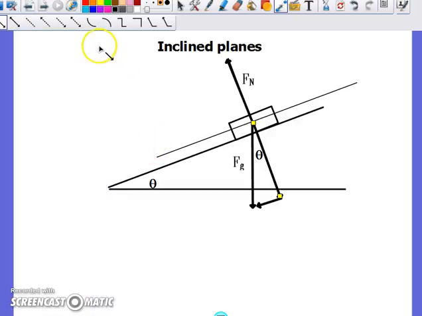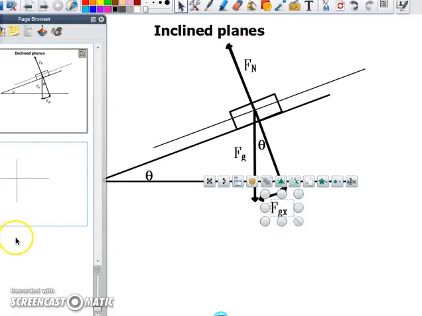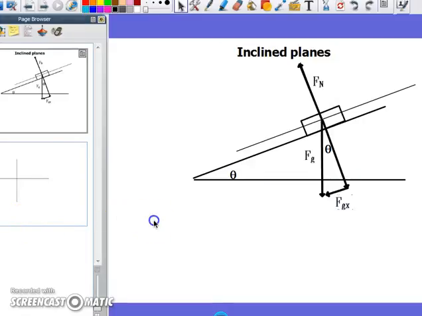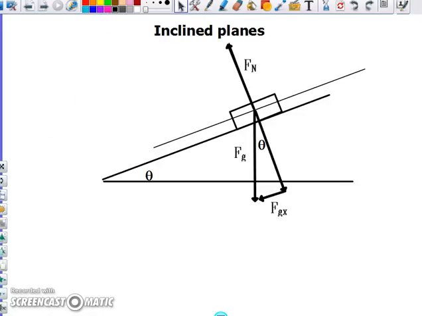And we're going to call these FGX and FGY.